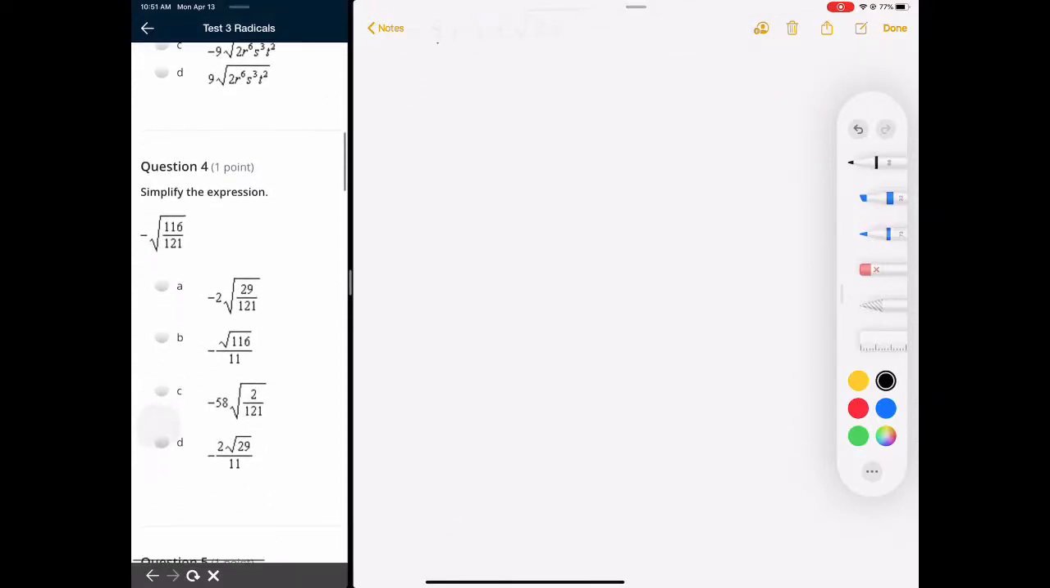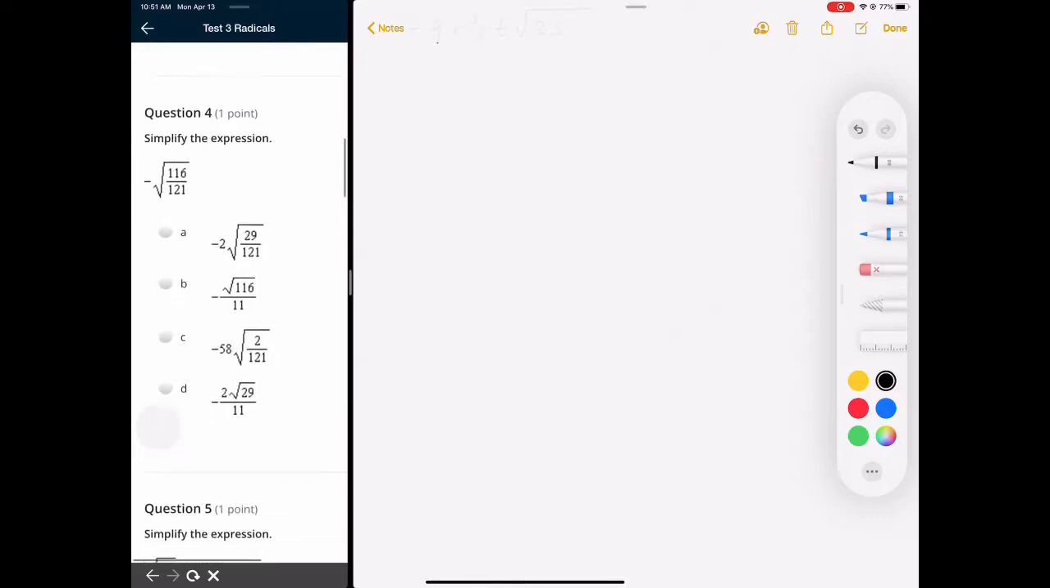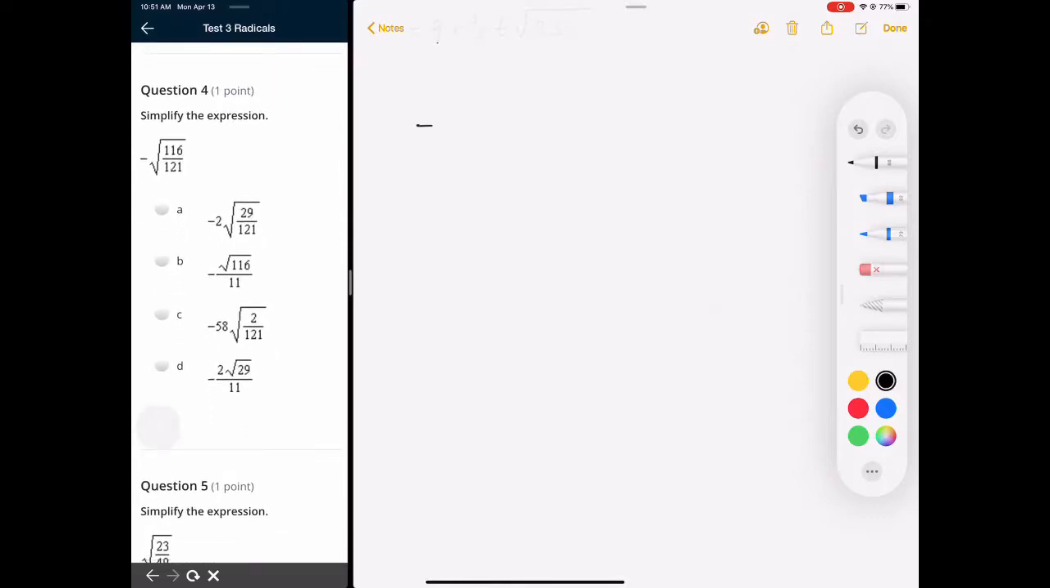Now we're just practicing that skill. For fractions, the first thing you want to do is see if you can separate them. Negative square root of 116 over 121. Now, I see 121, I see 116, and do I know the square root of either of these numbers?